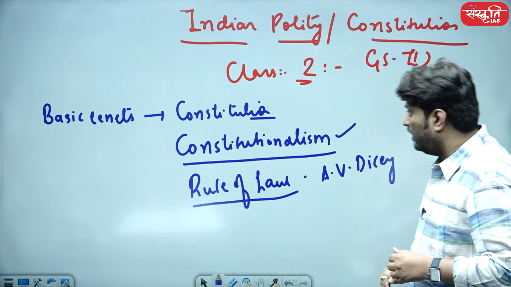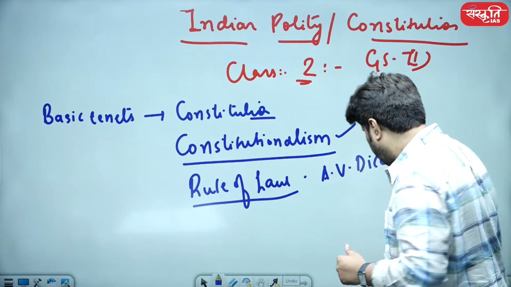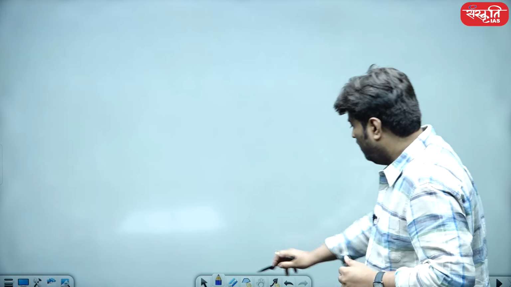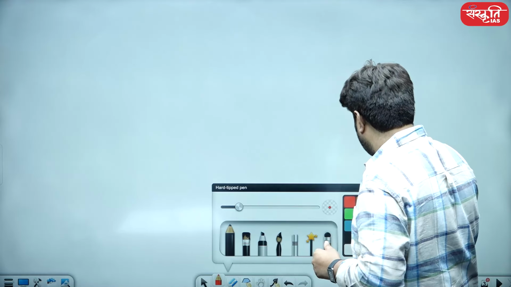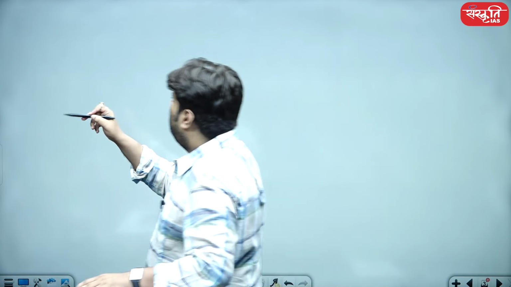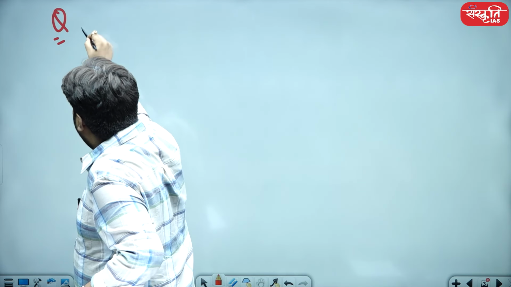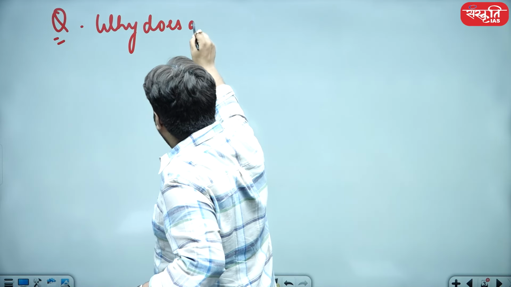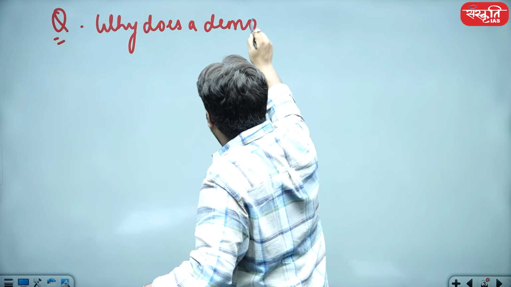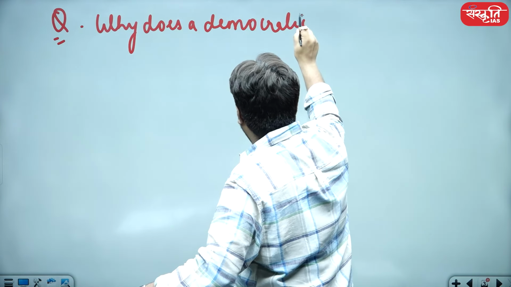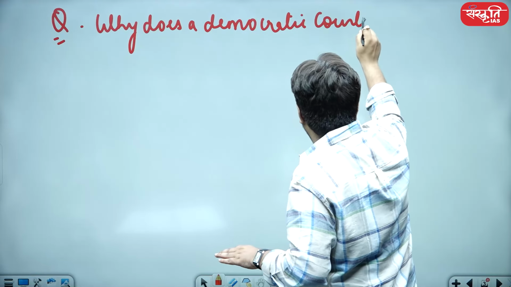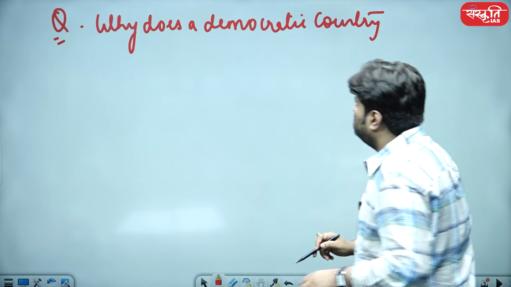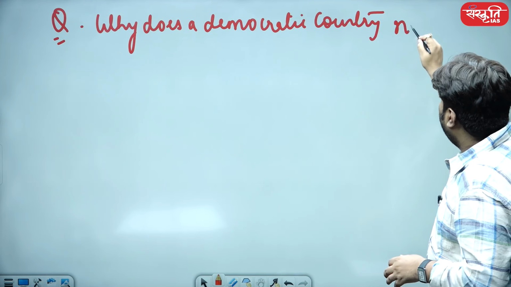So without wasting any time, let's start with today's session, and I'm going to start on a very important note, on a very important question. The question is, why does a democratic country need a rule of law? Start writing, start making your notes. Why does a democratic country need a rule of law?